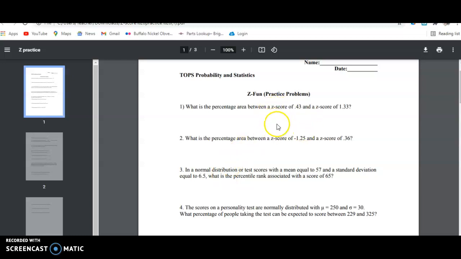Can we go over the first one on the Z-score practice? I think that once you have the first one down, it'll be pretty easy for you. So it says, what is the percentage area between a Z-score of 0.43 and 1.33?